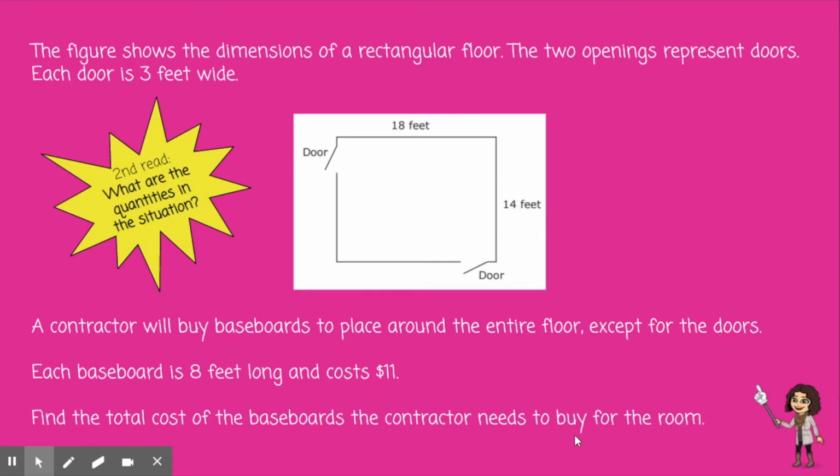Now it's time for the second read. So during the second read, we are going to think about what are the quantities in the situation. And I would love it if you could join me and read together if you would like to.